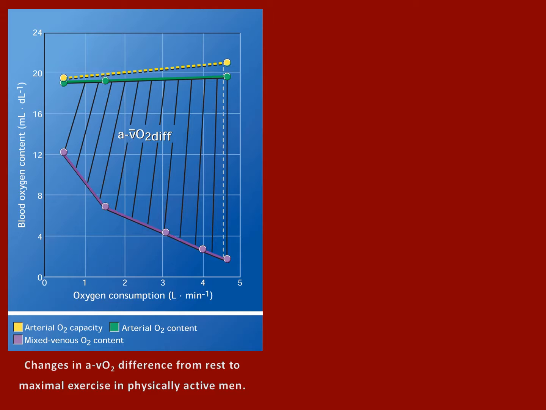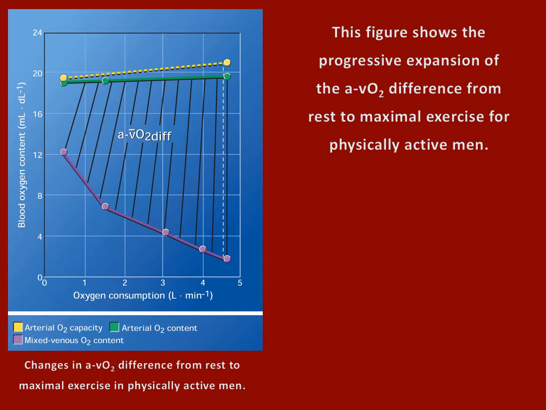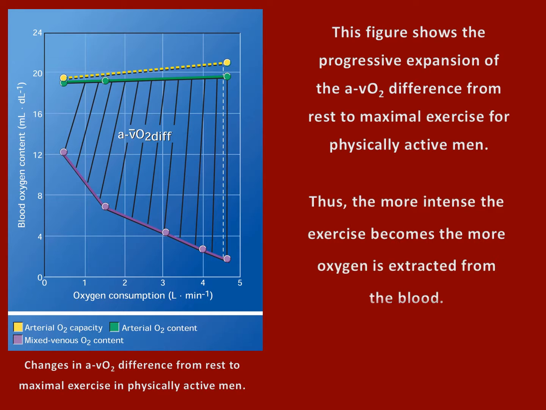This figure illustrates the progressive expansion of arteriovenous oxygen difference from rest to maximal exercise. The green line represents the oxygen levels in the arteries. The purple line represents the oxygen levels in venous blood. Note how the oxygen content difference gets larger as one trains more intensively. Thus, the more intense the exercise, the more oxygen is withdrawn from the blood.